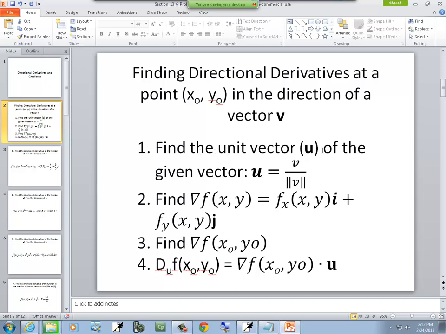Our first step is to find the unit vector of the given vector. And remember, that's just equal to v over the magnitude of v. Then we want to find the gradient. This is del f, which is equal to the partial with respect to x, i, plus the partial with respect to y, j. Then we want to plug in our given point. And then we'll take the dot product of del f and our unit vector. And that'll give us the value of that derivative.